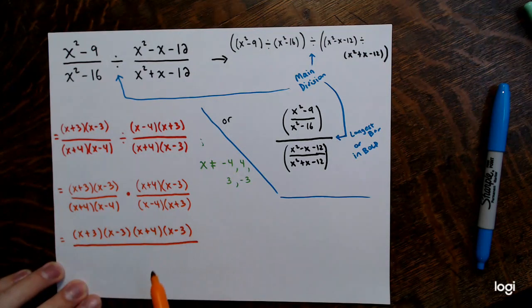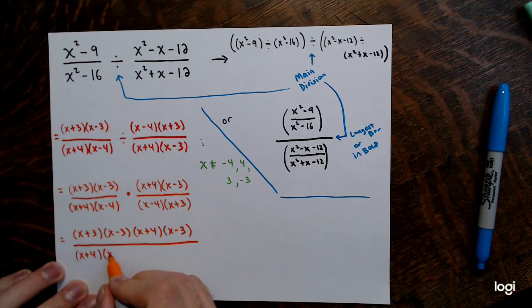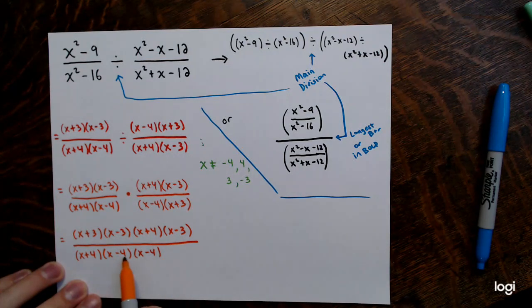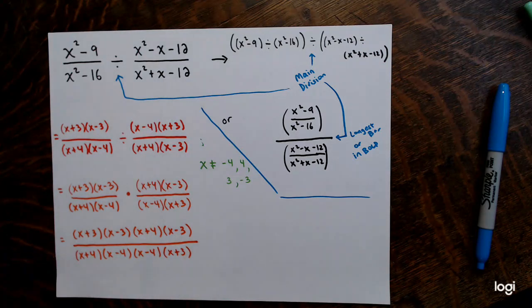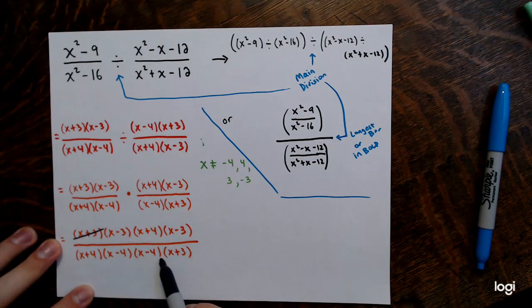And then multiply the denominators, and you have the factors of x plus 4, x minus 4, x minus 4 again. If you want, you can write x minus 4 squared, and here, x minus 3 squared, because you have two of them. And then x plus 3 down here. Then we're going to cancel any common factors. I'm noticing the numerator and denominator have a common factor of x plus 3. So those become 1, technically.